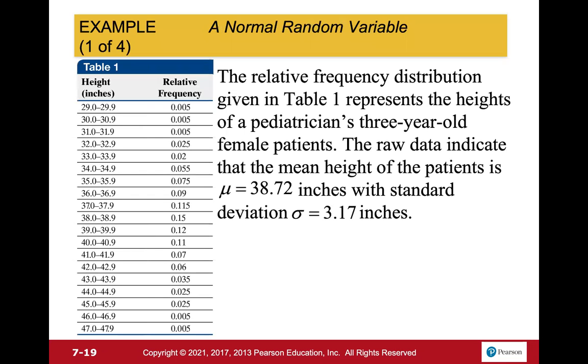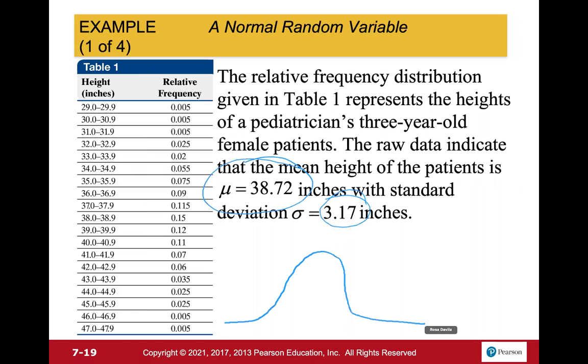Okay, so looking at this, the relative frequency distribution given in table 1 represents the heights of 3-year-old female patients. The raw data indicate that the mean height of the patients is 38.72 inches with a standard deviation of 3.17. So looking at this data here, we could graph some of these. They said that the mean was 38.72. Standard deviation is 3.17.